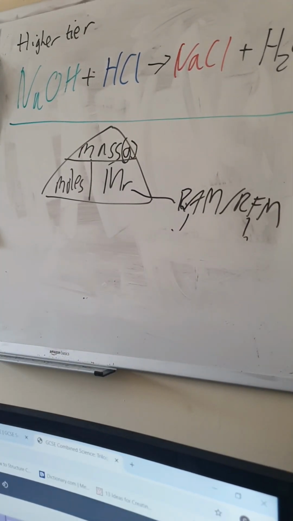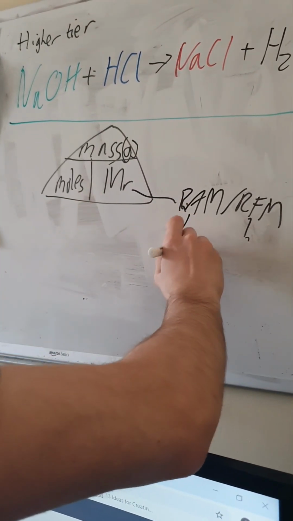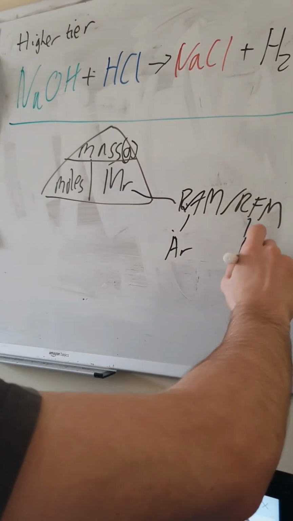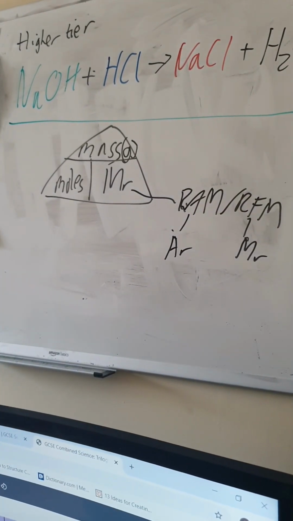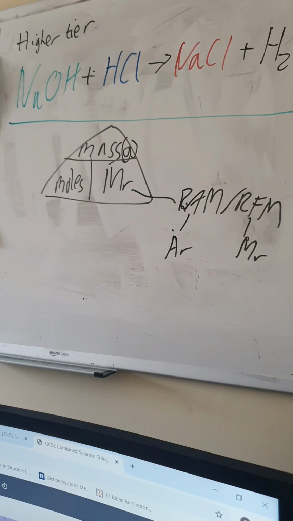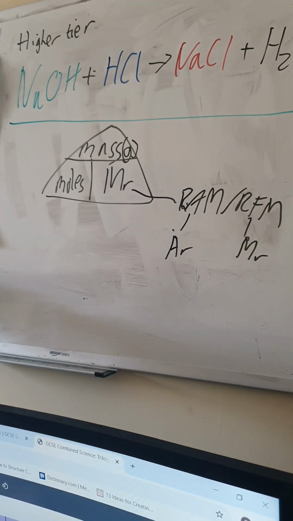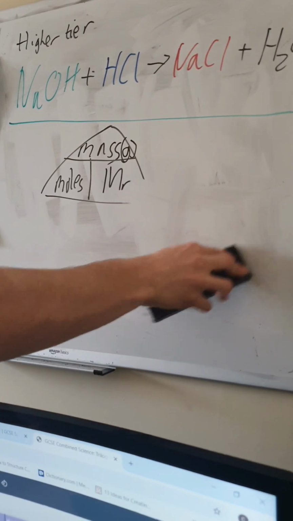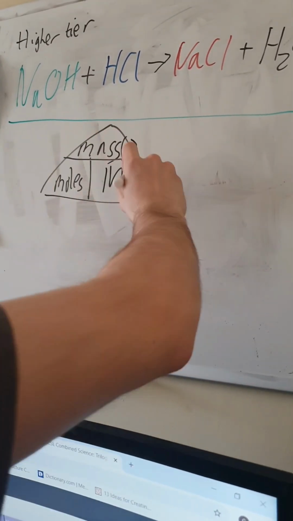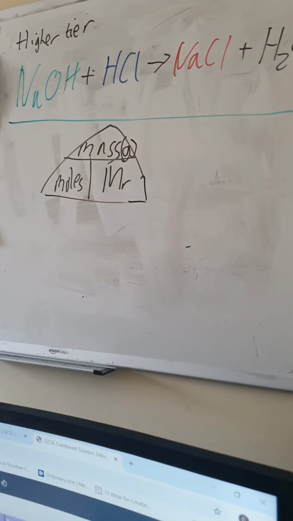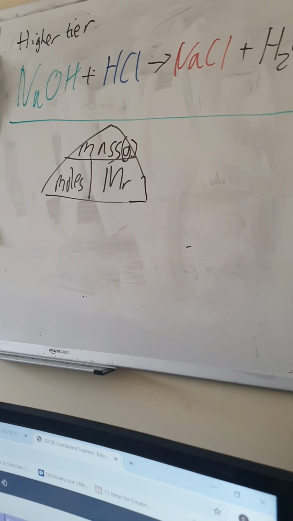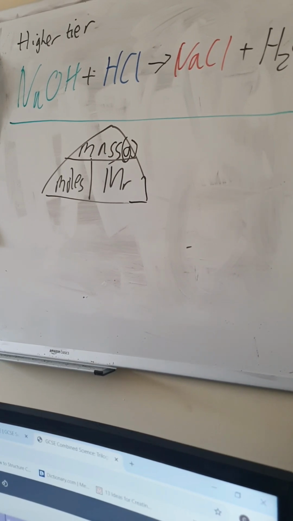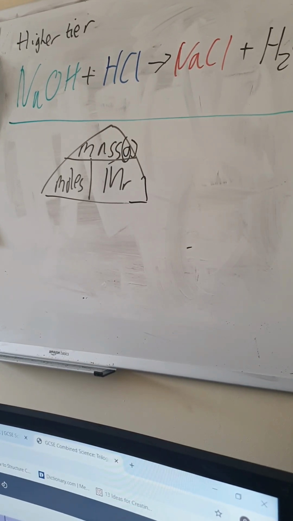Now, another way of writing RAM is AR. Another way of writing RFM is MR, and that's simply how it is. And moles, of course, have the unit mole, MOL. So you can use this to calculate equations. We're going to use that in a minute. It's going to be really, really important, okay?